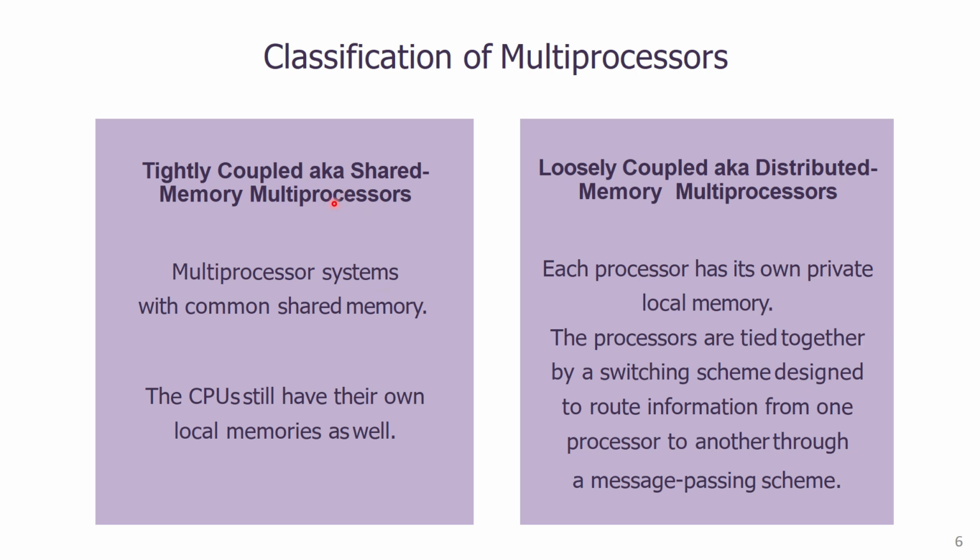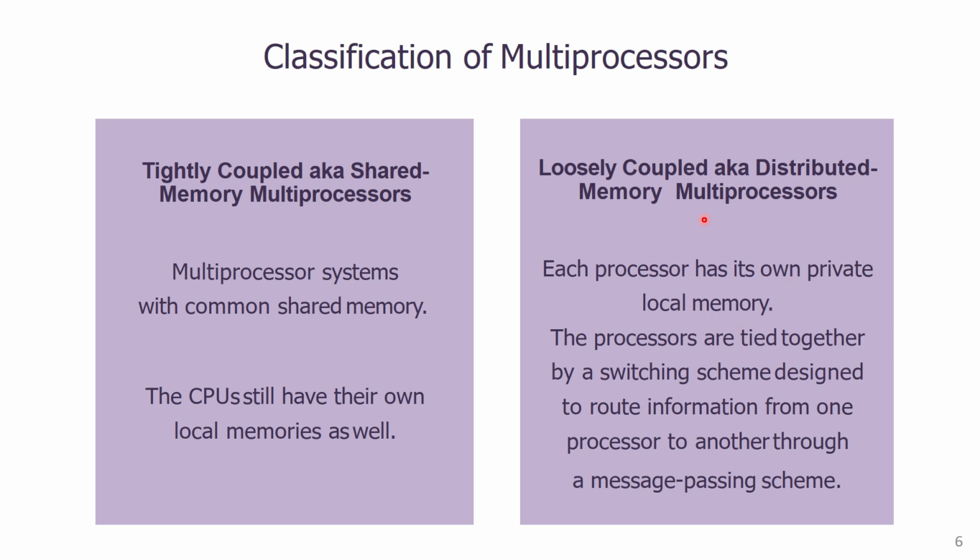Classification of multiprocessors. They are shared memory multiprocessors, also known as tightly coupled, and loosely coupled multiprocessors, which are distributed memory multiprocessors. In shared memory, CPUs have their own local memory as well, but there is a common shared memory. But in distributed memory, all the processors are tied together by a switching scheme designed to route information from one processor to another through a message passing scheme. So messages are passed, and each processor has its own local memory.